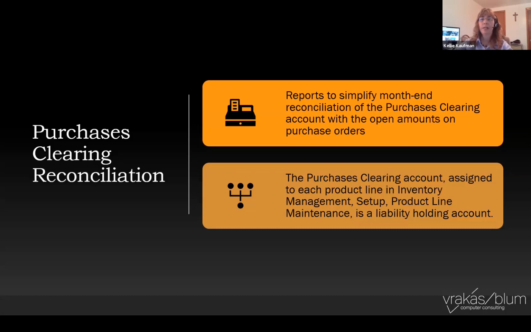The purchases clearing account is assigned to each product line in inventory management underneath the general ledger account tab. It should be a liability holding account, and it reflects the inventory received, as I stated before, until the invoice is posted in purchase order. The purchases clearing account is credited when the goods are received and debited when the invoice is received.